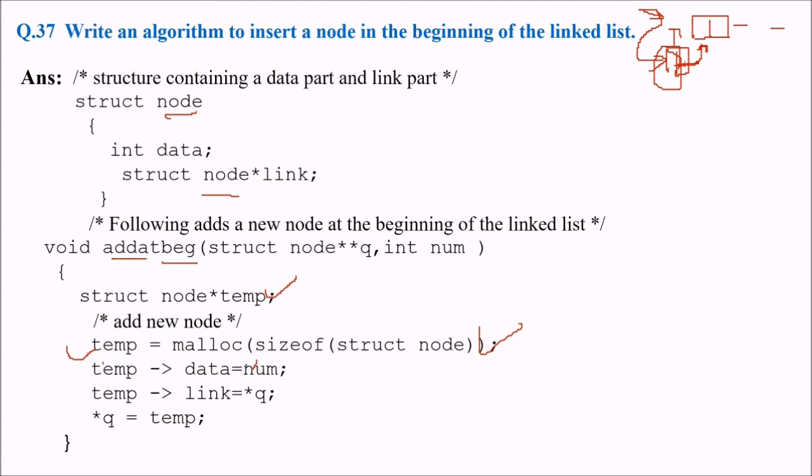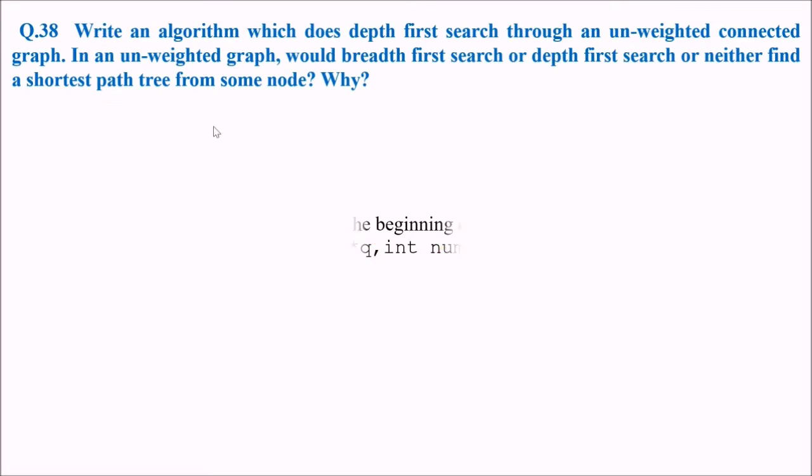The number, or the value, will be given to the data part, and the link will be the pointer q, and temp will be pointing to q. This is how it works, and this q, that is the next link, will be pointing to the old first node, and the actual will be pointed to by the new header. So this is how we are going to insert a node.